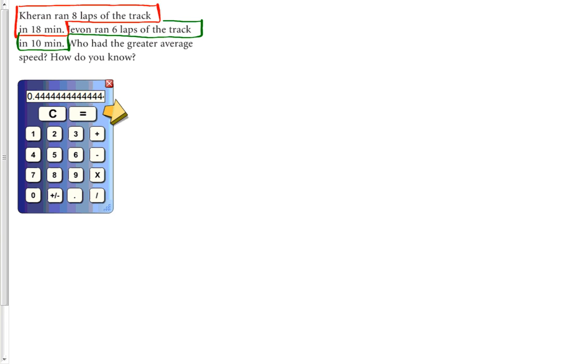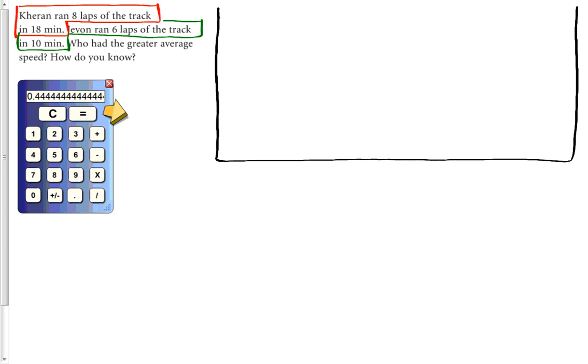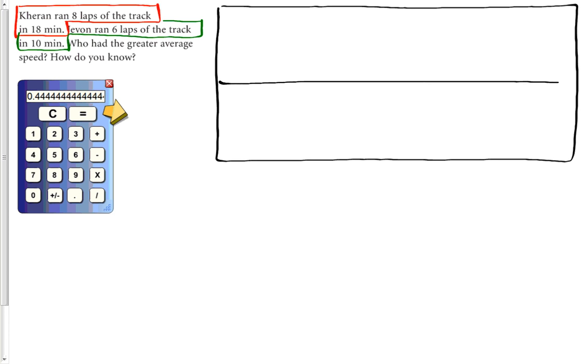So I'm going to organize my information nice and neat so that I don't have any mix-ups, read one number and think it means something else. And I'm going to create a table. In that table, I'm going to separate the information from Kieran and Javon. So the first thing that I'll have to do is find a common unit rate so that I can compare these two runners. Kieran ran 18 minutes and Javon ran 10 minutes.